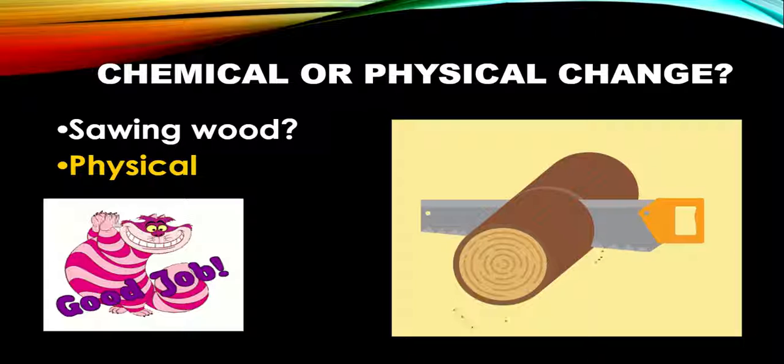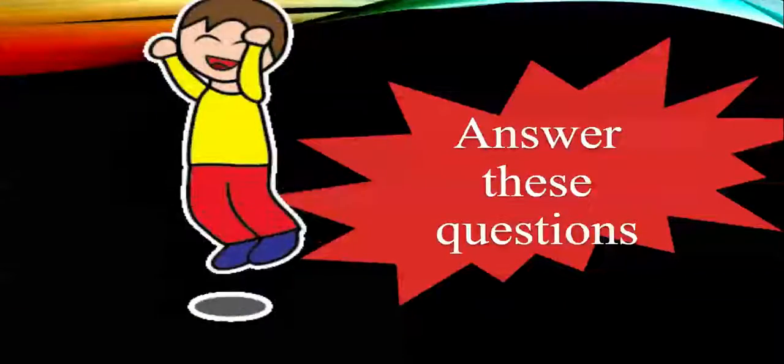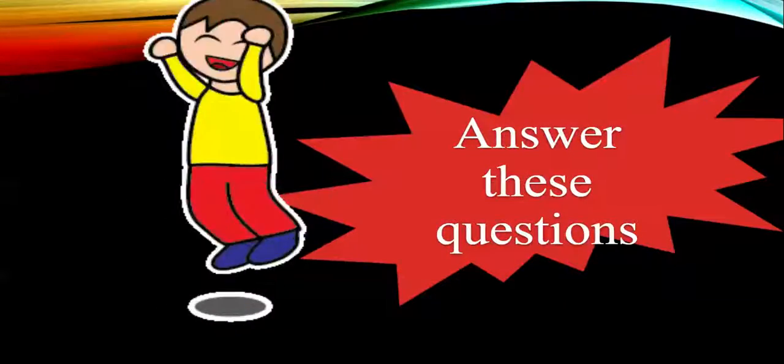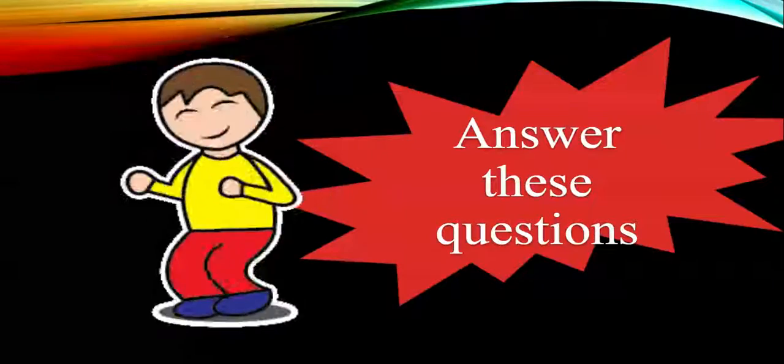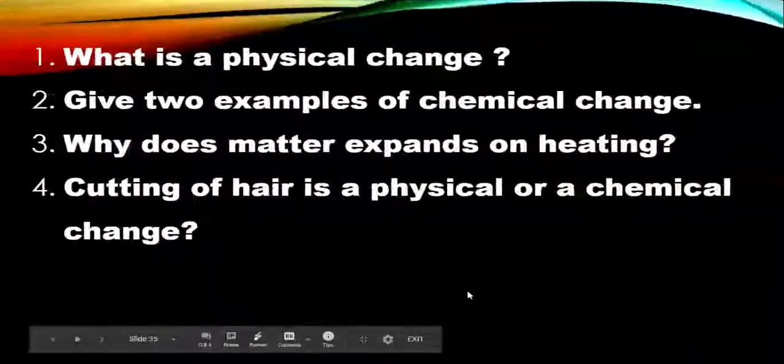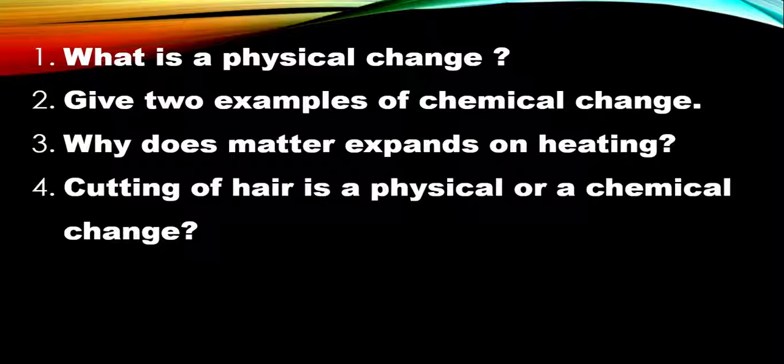That's all for today, children. We have completed this chapter. Children, now answer these questions given in the next slide orally to check your own knowledge. What is a physical change? Give two examples of chemical change. Why does matter expand on heating? Cutting of hair is a physical or a chemical change.